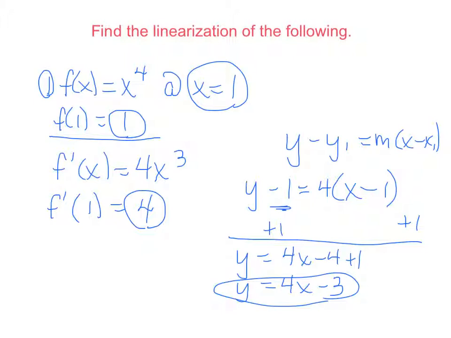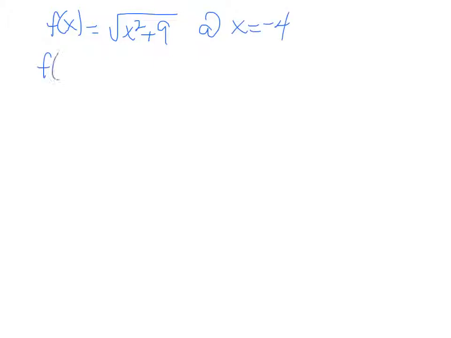All right, so let's look at another example. Same directions, but use a different equation. Let's say that for this one, we have f of x is equal to the square root of x squared plus 9, and that's going to be at x equals negative 4. We're going to do the same thing, starting with finding f of negative 4. Negative 4 squared is 16 plus 9 is 25, and the square root of that is 5.